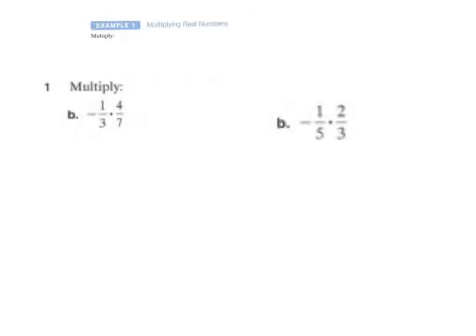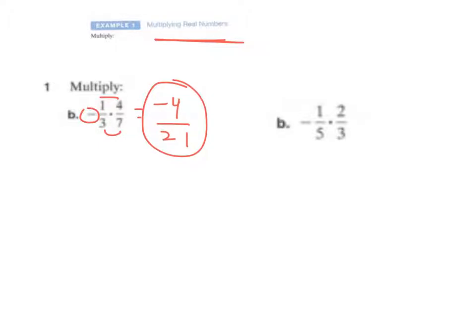All right, what we're going to do now is multiply real numbers. To multiply real numbers, you just multiply straight across. So you don't cross multiply, you multiply straight across. So negative 1 times 4 is a negative 4, and positive 3 times 7 is 21, and reduce this if needed. And so there's the multiplication. Notice I attached the negative sign to the top number, and the bottom stays positive.